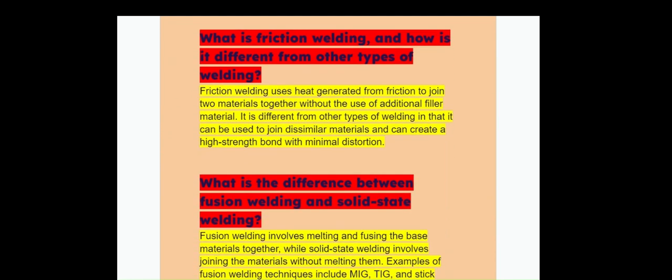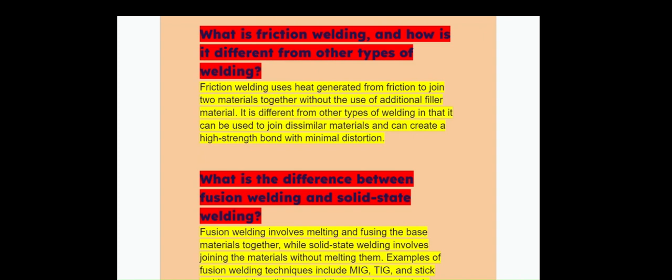What is friction welding, and how is it different from other types of welding? Friction welding uses heat generated from friction to join two materials together without the use of additional filler material. It is different from other types of welding in that it can be used to join dissimilar materials and can create a high-strength bond with minimal distortion.